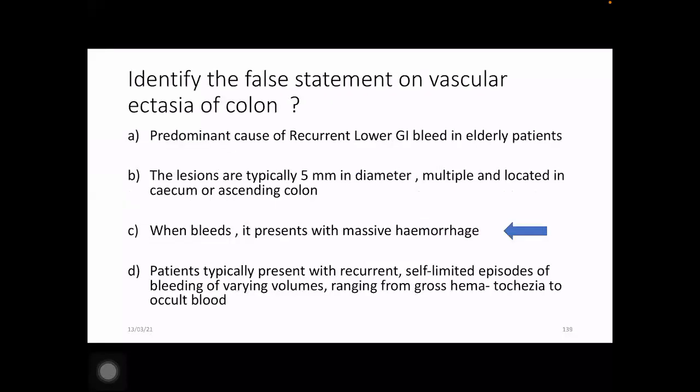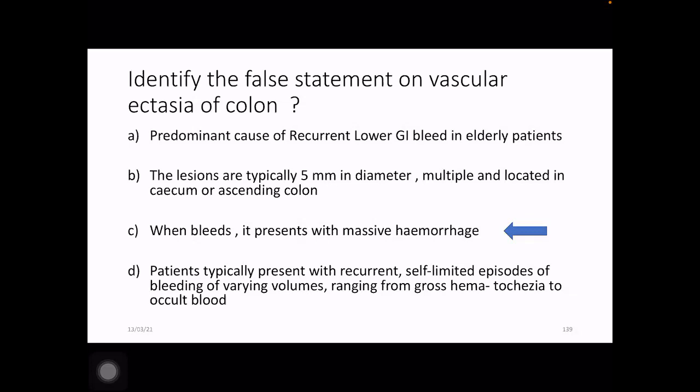And the vascular ectasia I already told before. It is the predominant cause of recurrent lower GI bleed in elderly patients, and their lesions are under 5 mm. The right side of the colon is a typical site of vascular ectasia. And when it bleeds, it presents with massive hemorrhage? No, it doesn't present with massive hemorrhage. That is a false statement there.